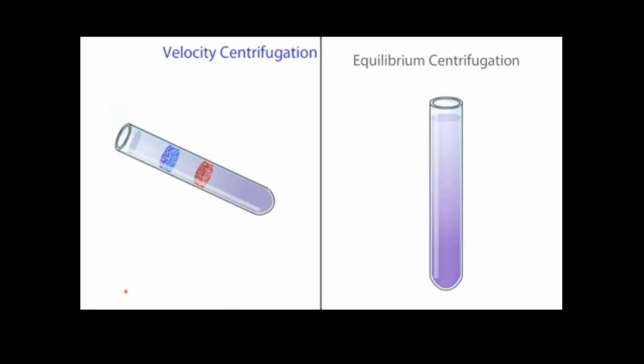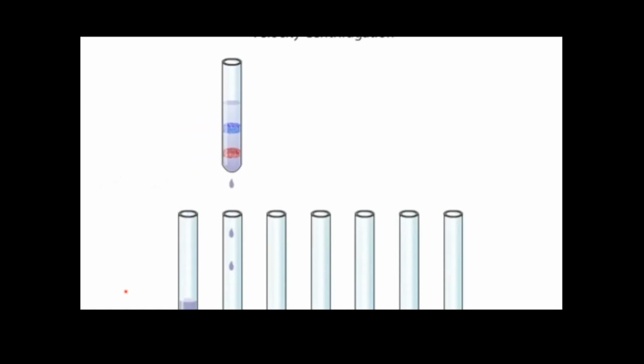Following centrifugation, the different zones in the tube can be isolated in separate collection tubes. A hole formed in the bottom of the tube allows the collection of the different fractions. The fast sedimenting particles emerge first. The slow sedimenting particles emerge later. The other type of density gradient centrifugation is equilibrium centrifugation.